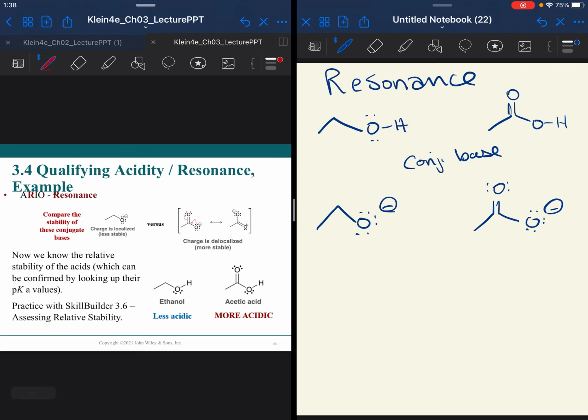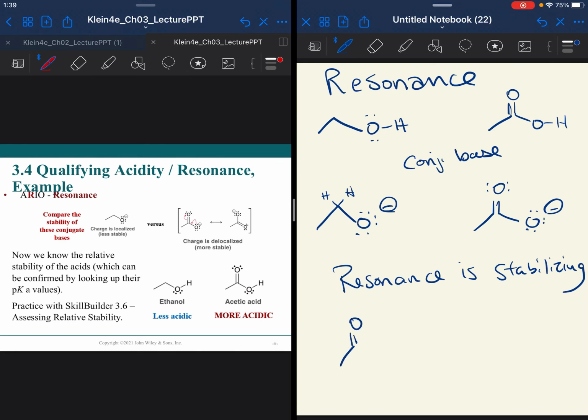So then we say, can that charge be spread out through resonance? Something to remember is resonance is stabilizing. So when we look at ethanol, there is no ability for resonance. You want to remember that there are hydrogens here. You cannot move those electrons off of that oxygen without violating the octet rule or breaking a sigma bond.